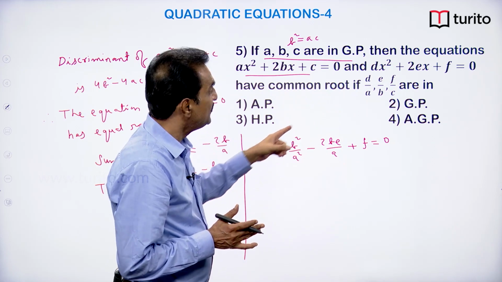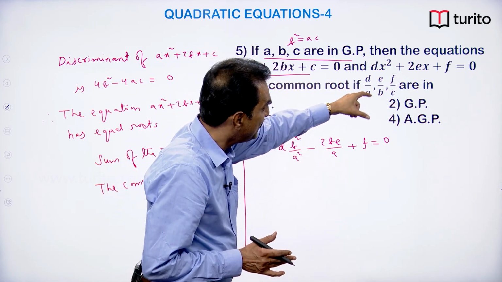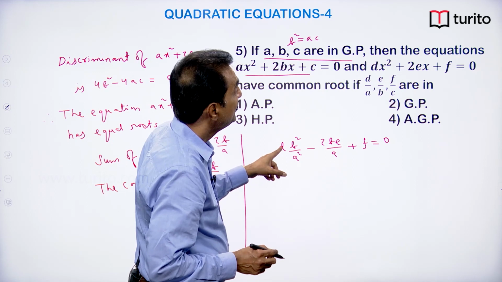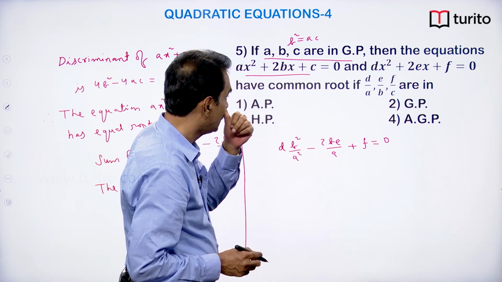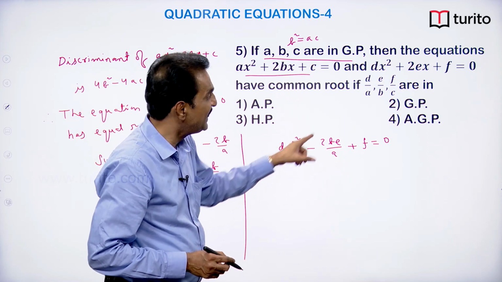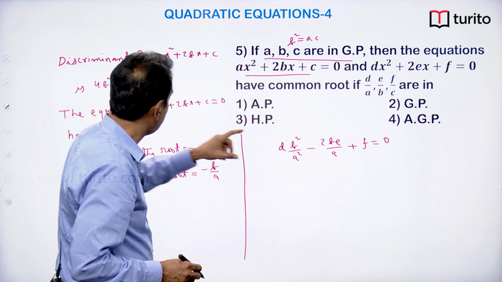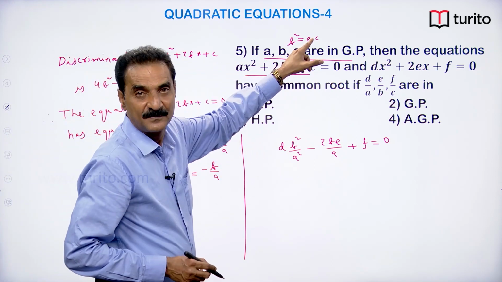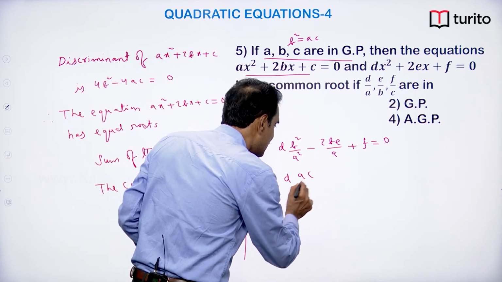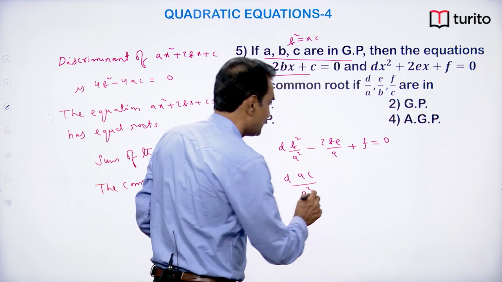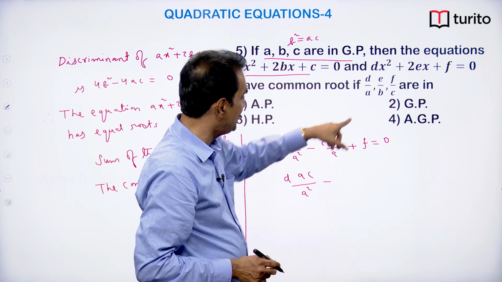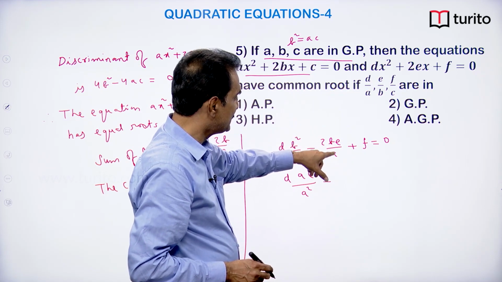See, we have d by a, e by b, f by c. Now, we have b square here, and d by a should be there. So I have to modify. I want to eliminate b, because d by a is required. I will substitute b square is equal to ac in the first term. Then d into ac by a square, minus this term. I will try to get e by b here. Already b is there, a is there.